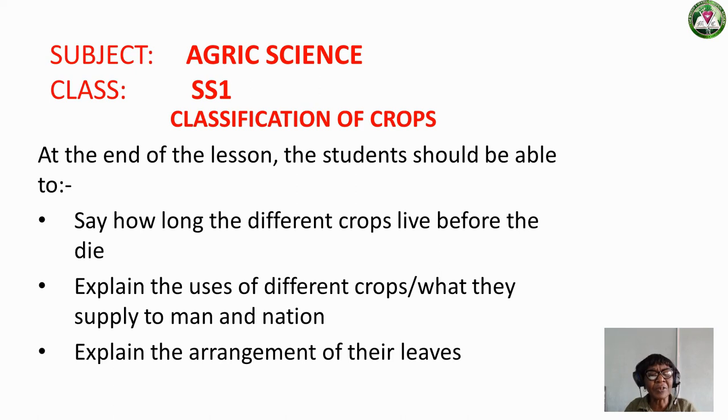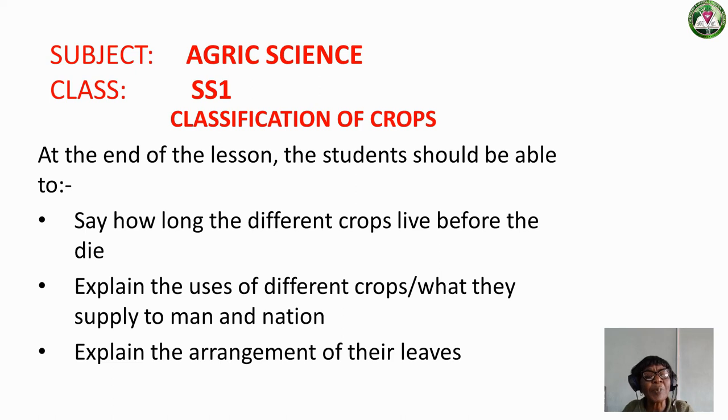Then another classification is based on their uses. We use different crops for different things. For man's use, for the nation's use, for animals' use. Different parts of these crops are used for different things. We have to know them. Then, another classification is based on the arrangement of their leaves.